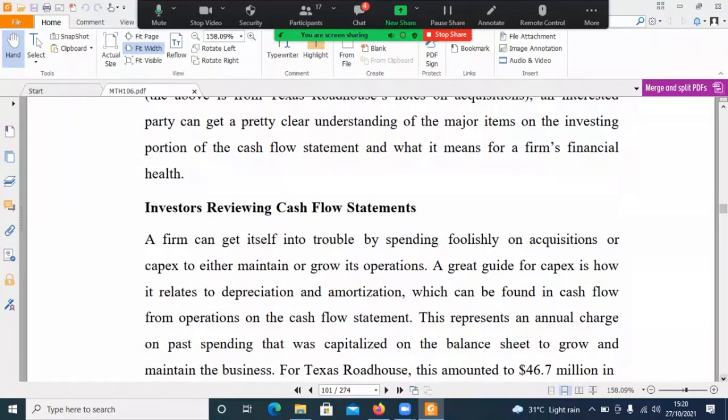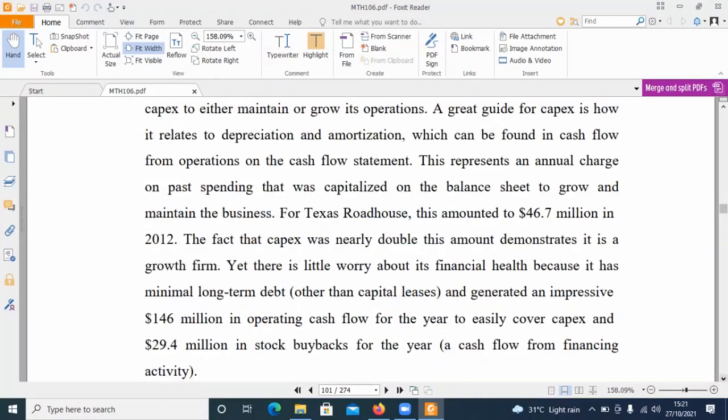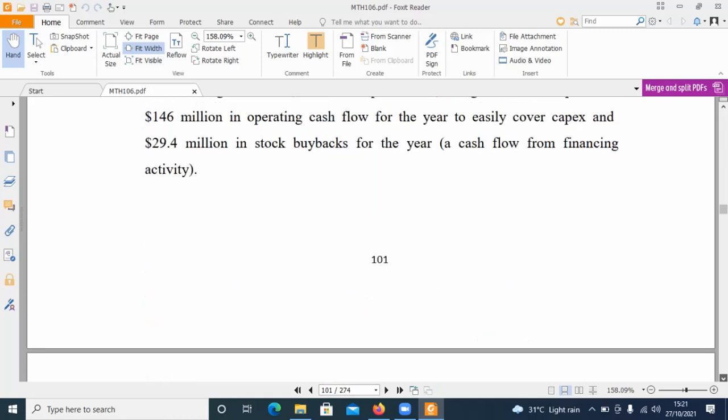Then here again it talks about investors reviewing cash flow statements. A firm can get itself into trouble by spending foolishly on acquisitions or CapEx, either maintaining or growing its operations. A great guide for CapEx is how it relates to depreciation and amortization, which can be found in cash flow from operations on the cash flow statement. This presents an annual charge on past spending that was capitalized on the balance sheet to grow and maintain the business. So this is another way in which cash is being considered.